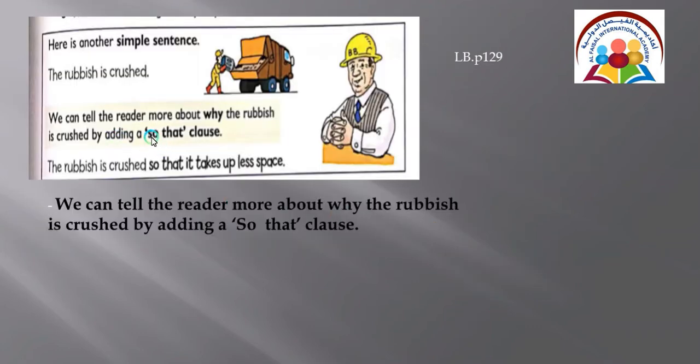Here, the same applies to so that. We have because and so that, the adverbial clauses. The same with the rubbish is crashed. This is the simple sentence. How are we going to make it more attractive or more interesting? By adding a so that clause. So it will become, the rubbish is crashed so that it takes up less space. We can tell the reader more about why the rubbish is crashed by adding a so that clause.